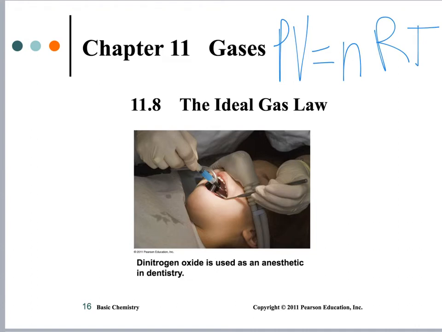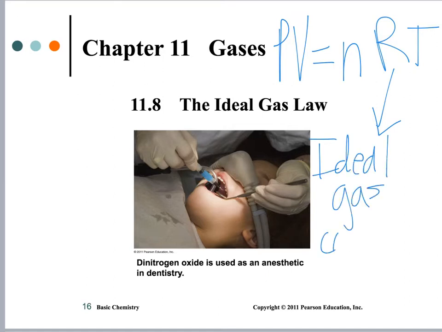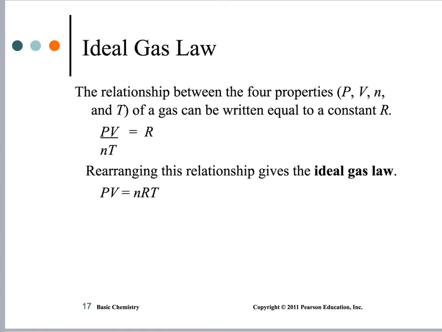So again, we're going to have pressure, volume, moles. R is the ideal gas constant, so that's always given to you, so you don't have to memorize it or anything. And then T is temperature, and of course, you know that it must be in Kelvin, right? Okay, so this is something new, so you're going to have to pay attention with this video. All right, so we have the ideal gas law relationship, PV equals nRT.